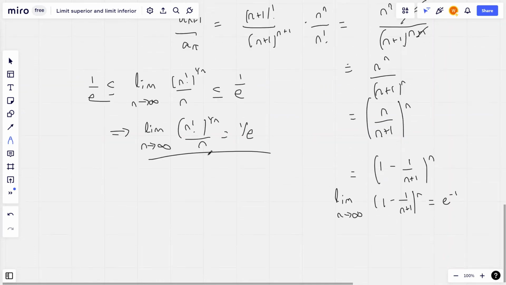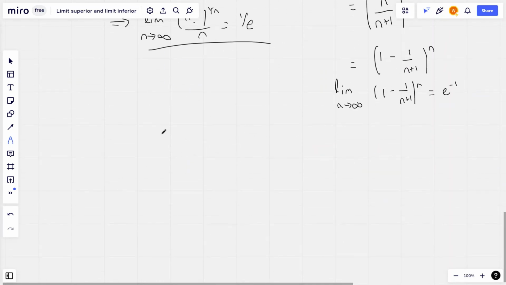Okay, so now to give an exercise for the viewer to leave off on, find the limit superior and inferior of this following sequence.